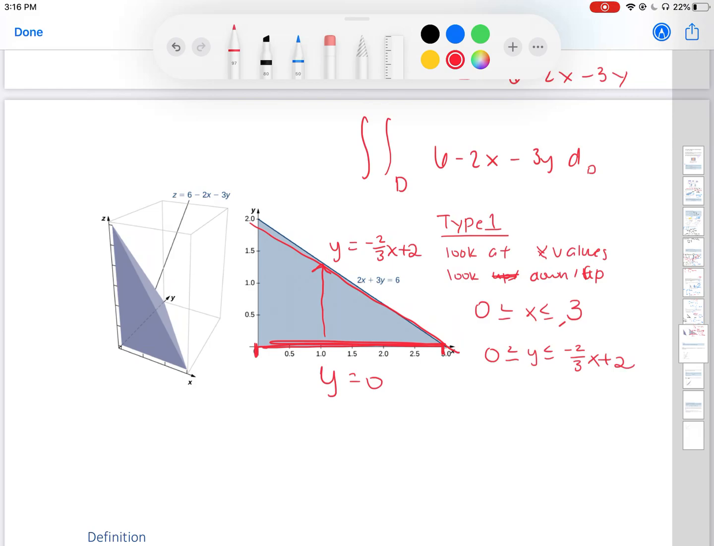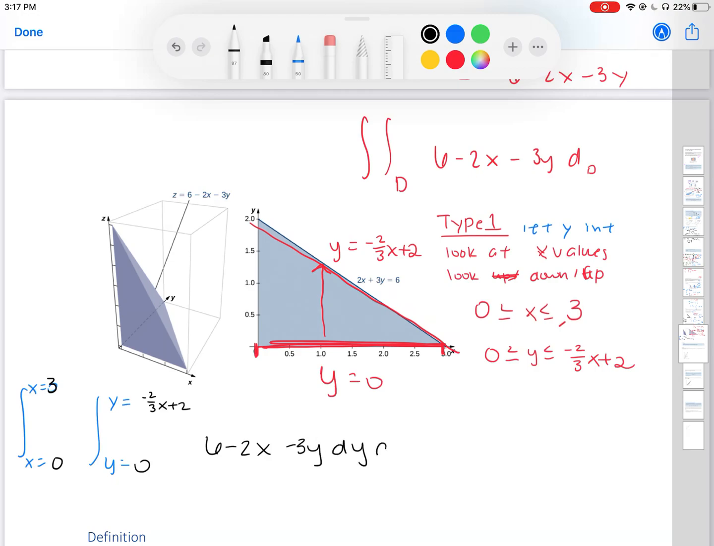Okay, now we can go ahead and write our integration. Now because it's type 1, in terms of x, you're going to let y be first when you integrate. So I have y is equal to, x is equal to, dy dx. All right, let's write our bounds. For y, we have from negative 2 over 3x plus 2 to 0. And then for x, we have 3 to 0. And we're integrating over 6 minus 2x minus 3y. We said y is first, and then x.